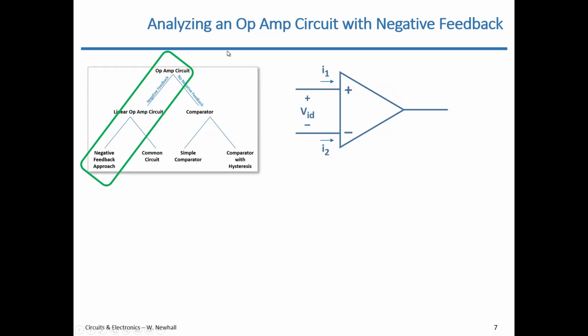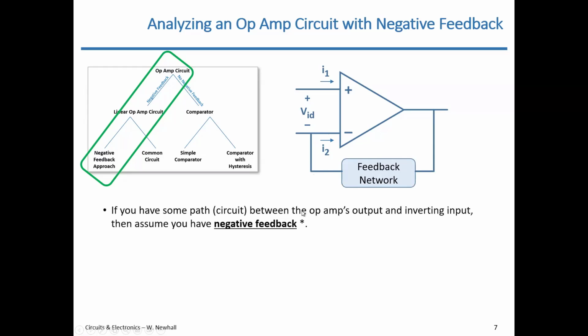The way you identify negative feedback, to go down the left side here, is you try to identify: is there some connection between the output of the op-amp and the inverting input, the one with the minus sign? If you have some path between the output of the op-amp and the op-amp's inverting input, assume that you have negative feedback. So this could be a resistor, a set of resistors. If it's a filter, it could have capacitors in there. But if there's some path you can identify between the output and the inverting input of the op-amp, assume you have negative feedback. Notice the asterisk, I'm going to throw fine print in here.